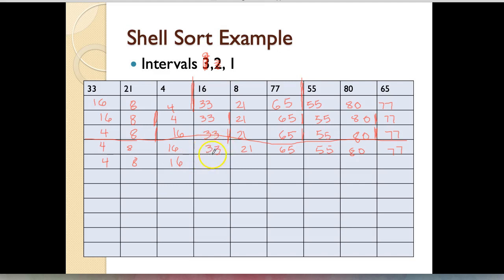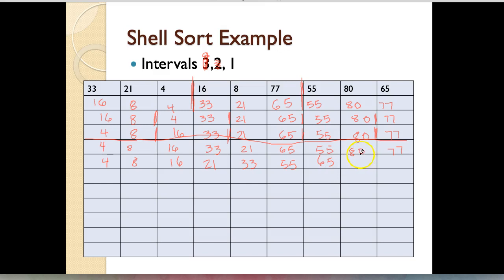And now I'm going to compare 33 with 21. So no, 21 is smaller, so I write the 21, but I am not going to write the 33 until I compare it with 65. And I say, okay, well, yeah, it's smaller, so 33 goes in here. Now I have 65 and 55. 55 is smaller, so I put it right here. And 65, now I'm comparing with 80, so 65 goes in here.